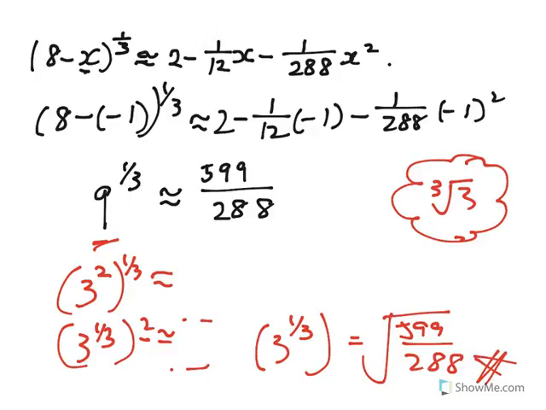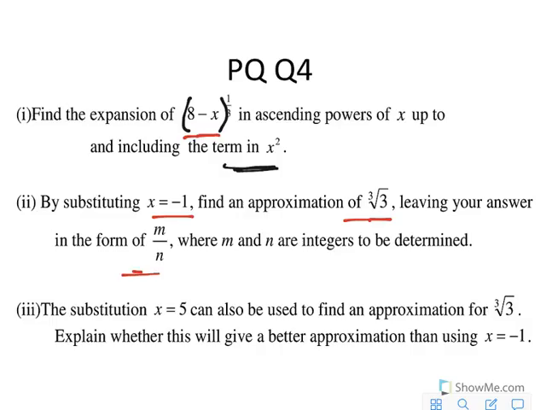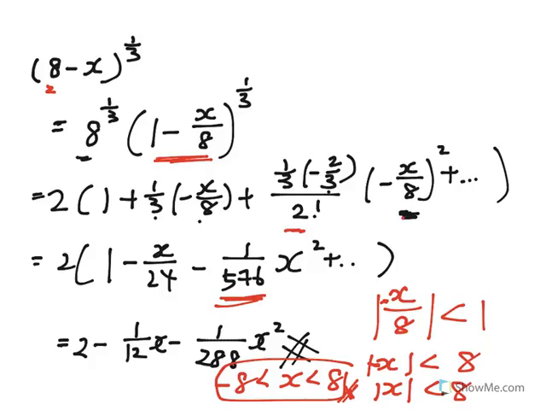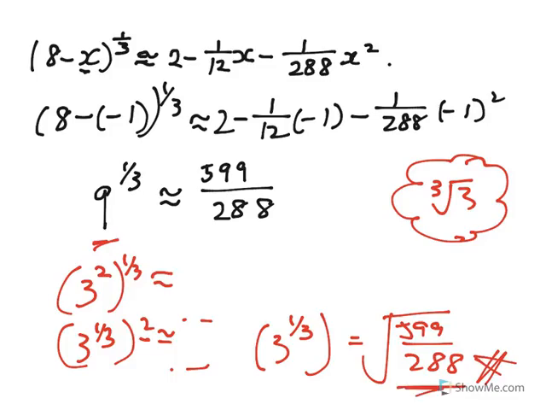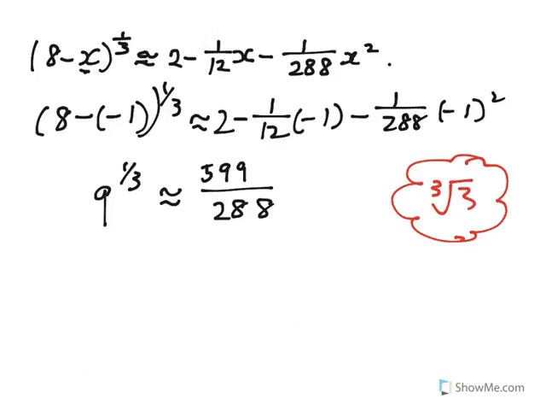But then is it correct? Actually, the answer is no, because in this case, we want our answer to be in the form of m over n. It means we want the approximation to be a rational number. So is it a rational number? This is not a rational number. So we can't do that. Okay, so that's why you see I write it in red and I erase it off. And you have 9 to the 1/3. What can we do? What can we do?